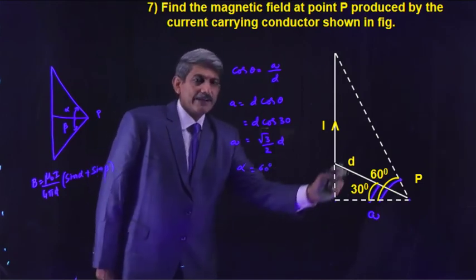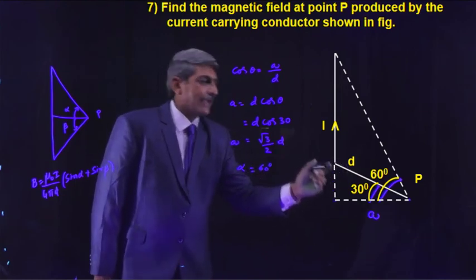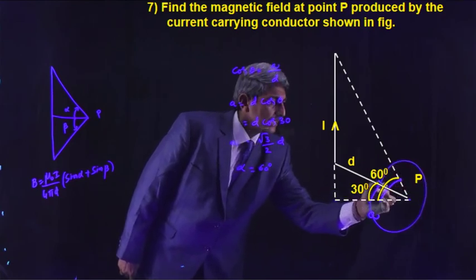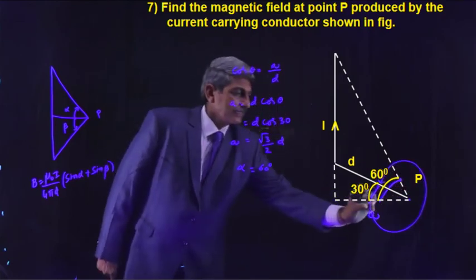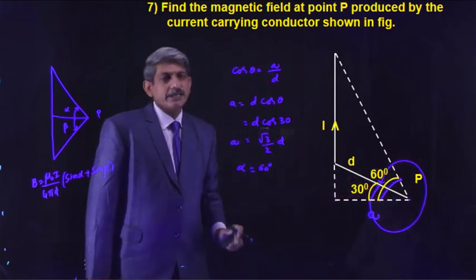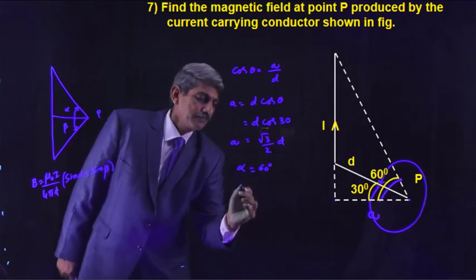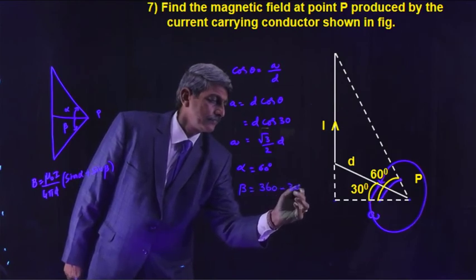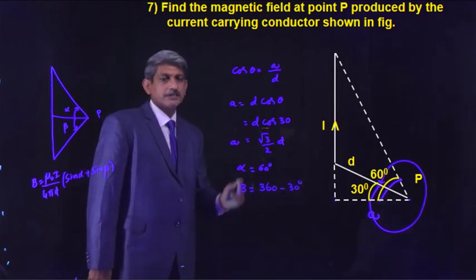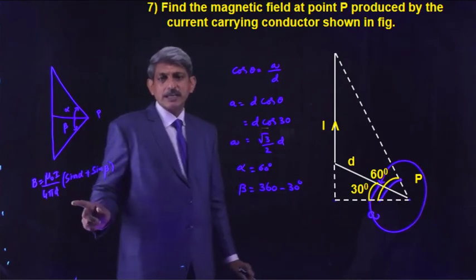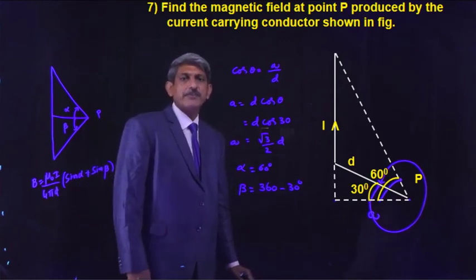Whereas the elevated angle made by the lower point must be measured in the anti-clockwise direction. That's why we must measure the angle along this direction. And what is this angle? This angle is 30 degrees. The angle in the anti-clockwise direction is given by 360 minus 30, which is taken as beta. Here, remember this point. Alpha must be measured in the clockwise direction, beta must be measured in the anti-clockwise direction. Then only we can use this formula for the calculation of the magnetic induction due to the finite wire.